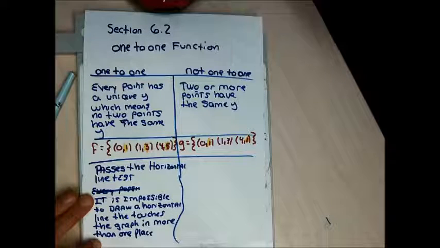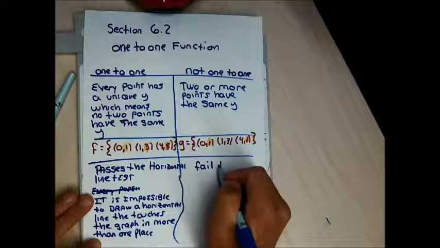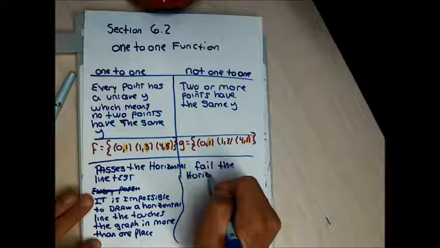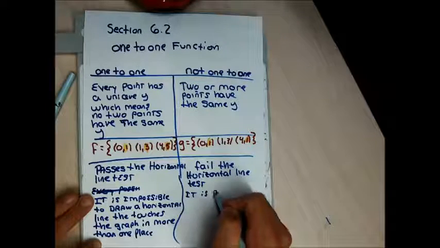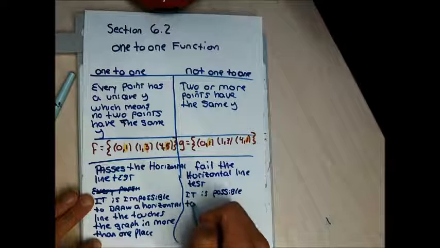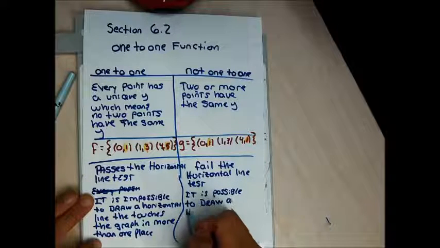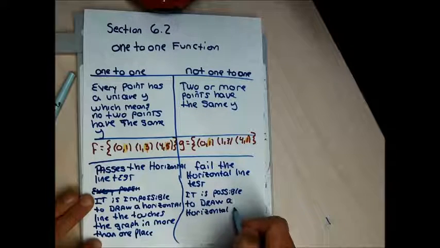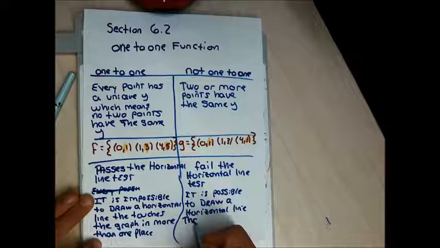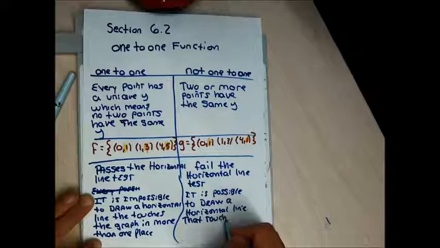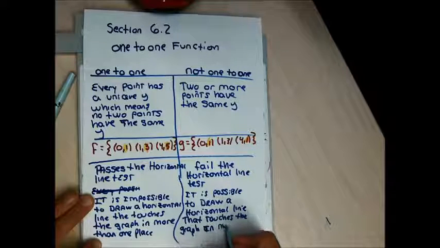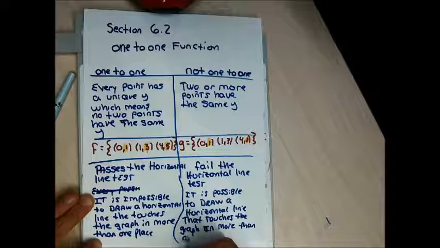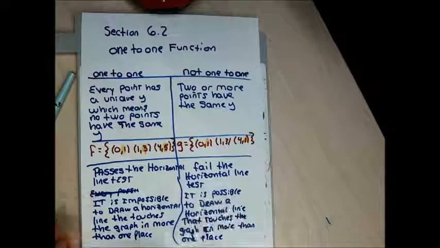And then for the not one-to-one, functions are not one-to-one if they fail the horizontal line test. Which means it is possible to draw a horizontal line that touches the graph in more than one place. And I should do a quick example of that before I jump into the section. Which means I need to yank out some graph paper.